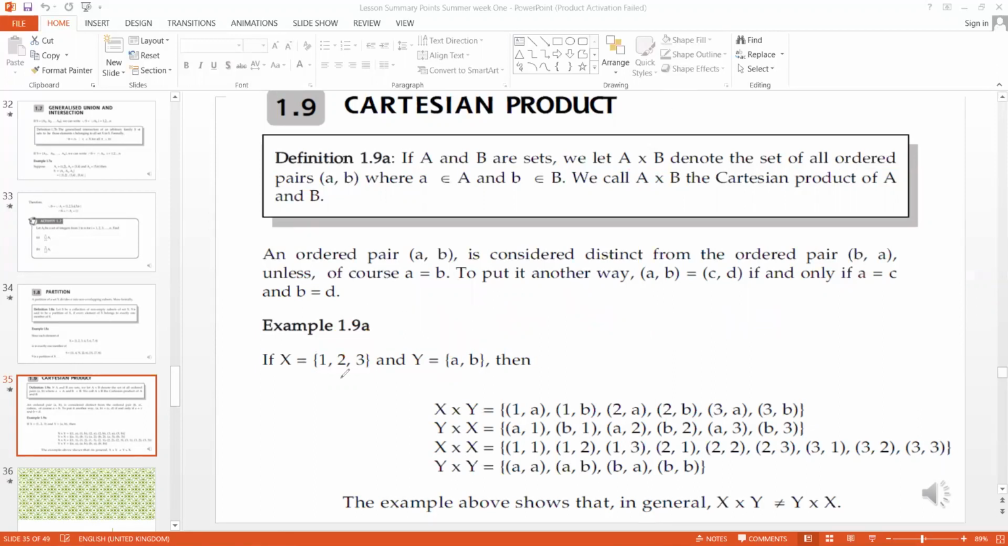On the other hand, if we are told to pair Y Cartesian X, then Y comes first. So you should take the elements of Y first. It's going to be A1, then A2, A3. Then when you are done, you come to B1, B2, and B3. That will give you the second pairing, that's Y Cartesian X.